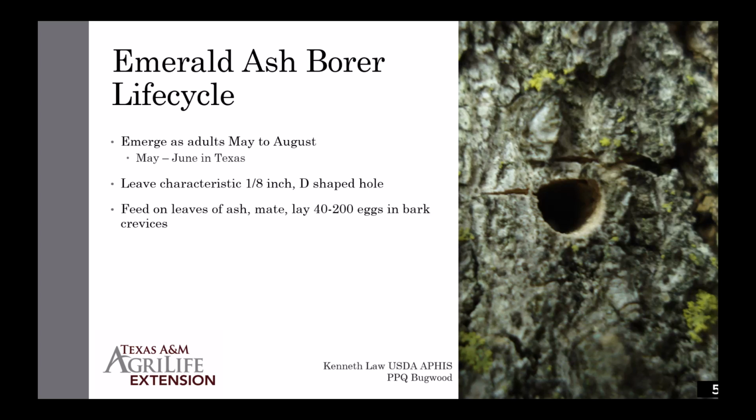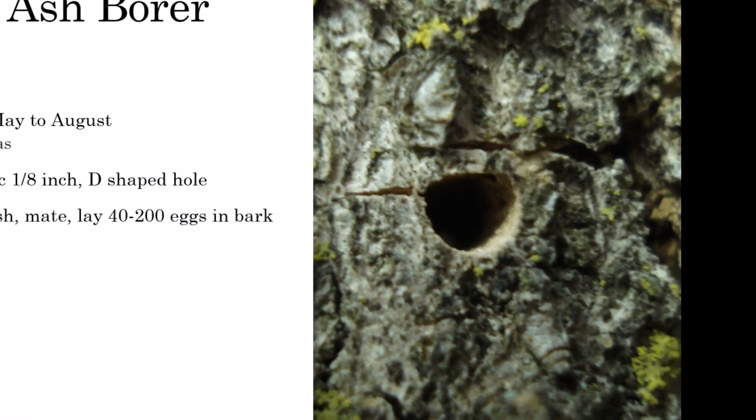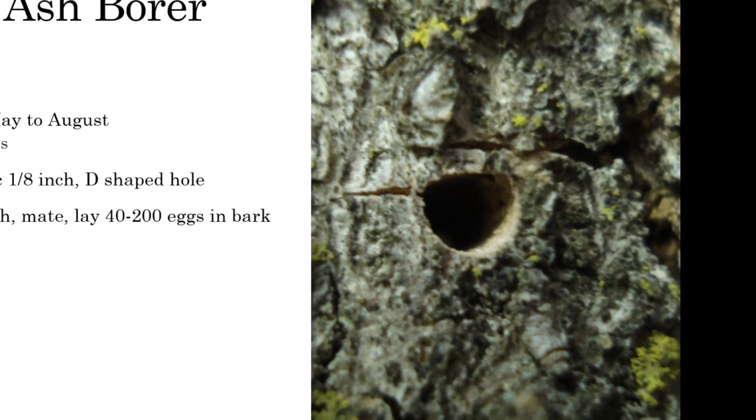Emerald ash borers have a complete life cycle, going through a series of 4 stages, from egg to larva to pupa and finally adult. Adults tend to emerge during the summer months of May through August, but according to the Texas Forest Service, they're more likely to emerge May through June in Texas. When they exit the tree as the adult, they have a very characteristic D-shaped hole that they leave behind. This is about 1/8 of an inch in diameter. This D-shaped hole can be any orientation: sideways, upside down, backwards.